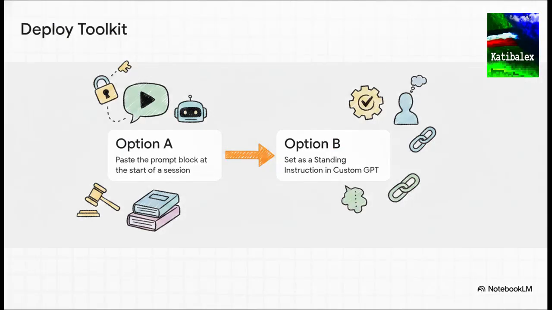Now you can easily deploy this toolkit yourself. Option A, just copy and paste this prompt text as your very first message to the AI. Option B, set it as a permanent standing instruction in a custom GPT or Claude project. But honestly, the ultimate completely frictionless deployment is option C.